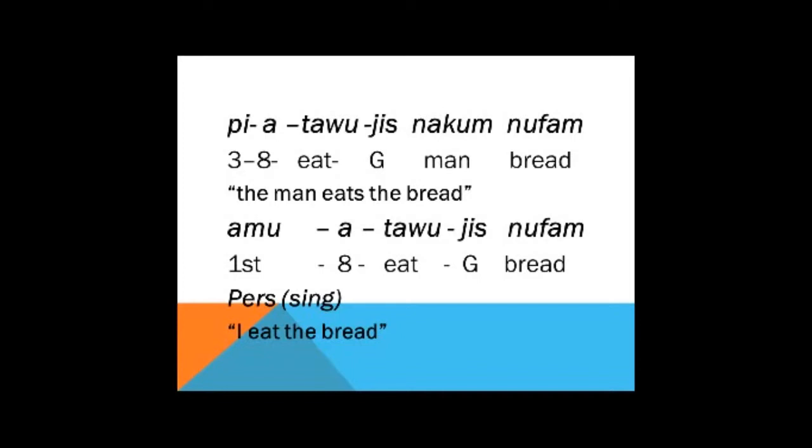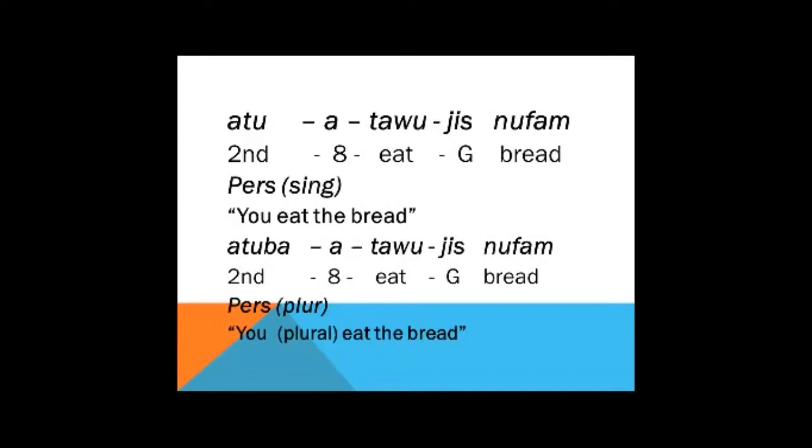And we've got a sentence meaning I eat the bread. So we've got amu watawu yisnu fam. Now we've substituted in a few other sentences with a different personal pronoun prefix reflecting a different person who is actually doing the eating of the bread. So in the first one above we have the second person singular, atu, you. Atu atawu yisnu fam. You eat the bread.